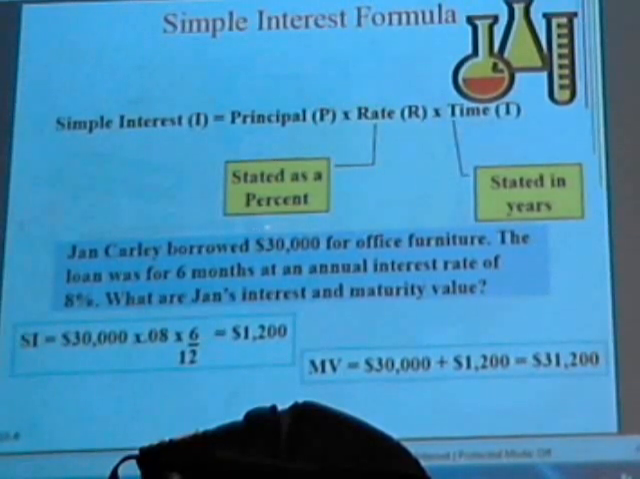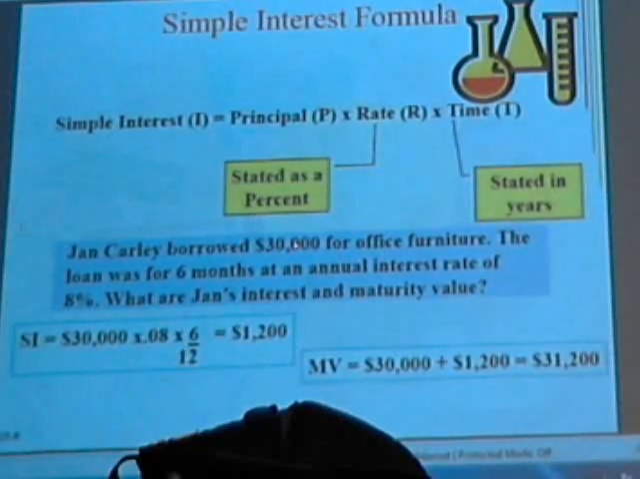If you think this is bad, then the other ones are really going to be bad for you. We have Jan here. She's borrowing $30,000 to buy furniture. It's a lot of furniture. The loan was for 6 months. Okay, now think about what's going on here in the problem. Let me slow down, back up a bit. Look at the key words here.